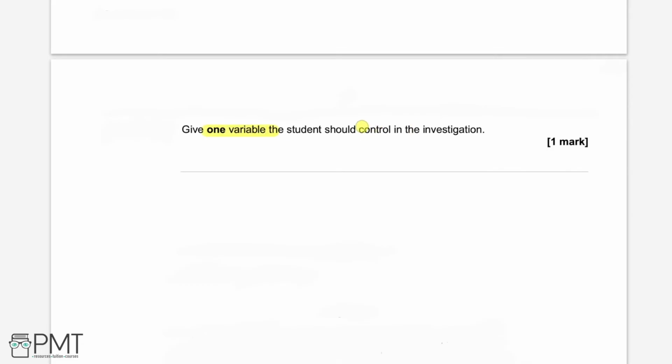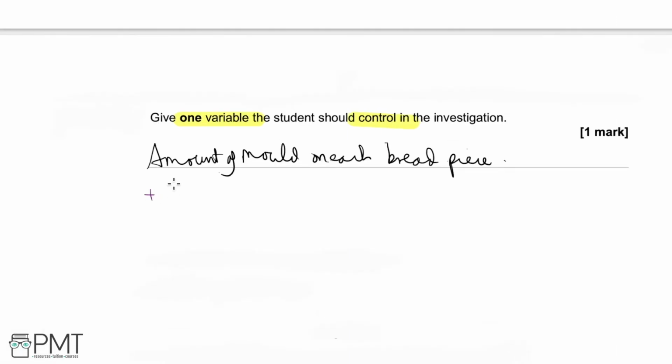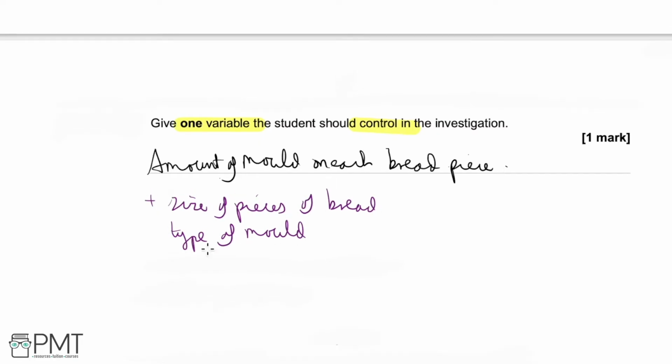Give 1 variable the students should control in this investigation. Now, as you've already mentioned, it's very important that we control things in this experiment so it's repeatable. And we've already mentioned this in the previous part of the question. There were several things that we controlled. Now, one of these was the amount of mold on each bread piece. You could also say the size of pieces of bread, the types of mold, or the amount of moisture in each bag, because moisture affects the rate of growth of mold.